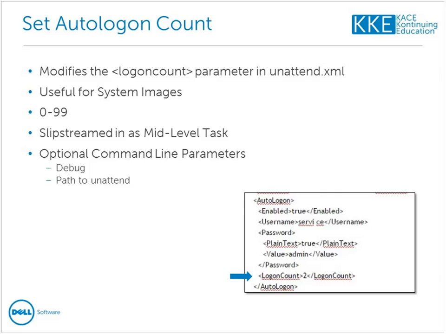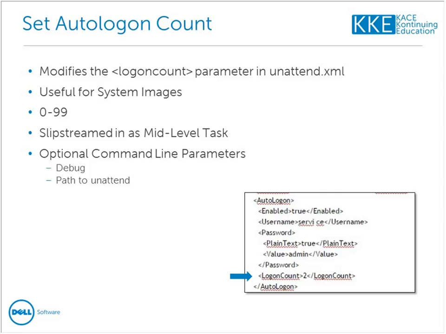So your system image might have 2 by default, but there might be a need, now down the line, I need it to be 7. I will use this task, and you can see down below where I'm pointing in the picture, where logon count is, it's going to replace that number, okay?